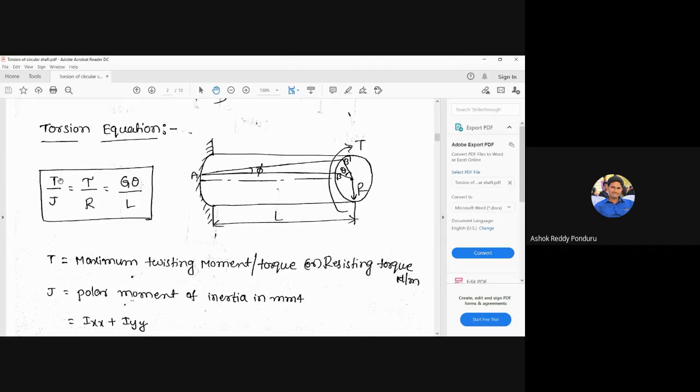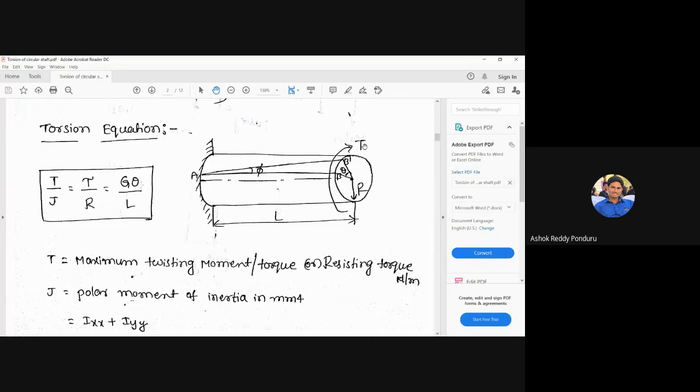First, T is the maximum twisting moment or torque, also called the resisting torque. Now, how to find this? Already I told you there is some amount of tangential force acting on the shaft. That tangential force multiplied by the radius, which is nothing but the perpendicular distance, is called the twisting moment. Sometimes the tangential force and radius are given, and like that we can find T. Now we know this is subjected to the torque T.